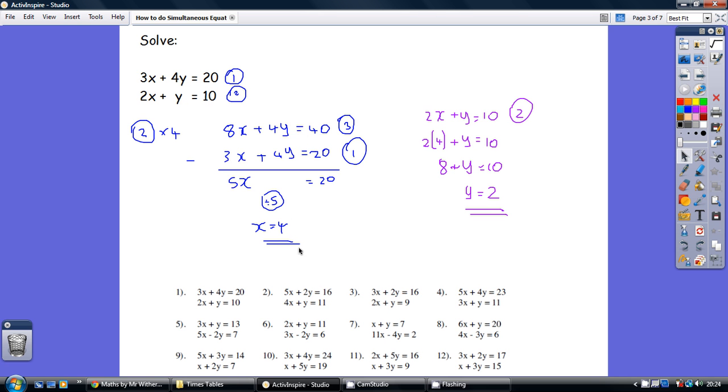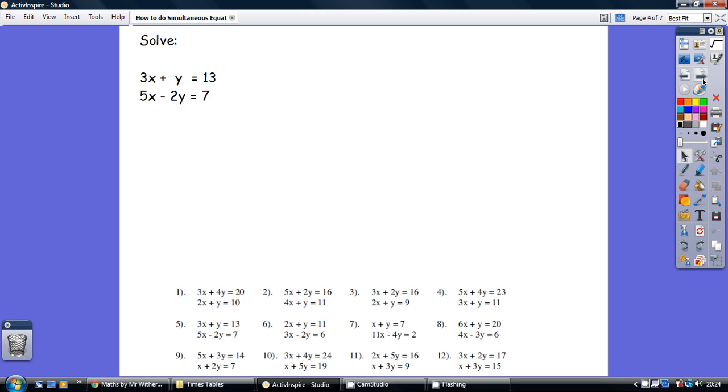Well, we basically take this x that we've just worked out and substitute it back into either of our opening equations. Now I've chosen to do number 2 because it's a bit easier. So I've just worked out that x was 4, so I'll replace the x with the 4 and then just work my way through it to get y equals 2. Here's the second question, have a go.